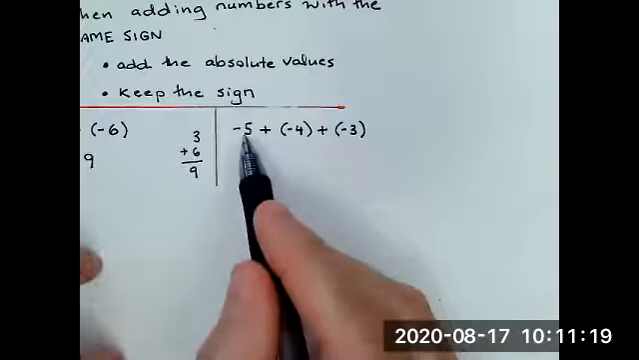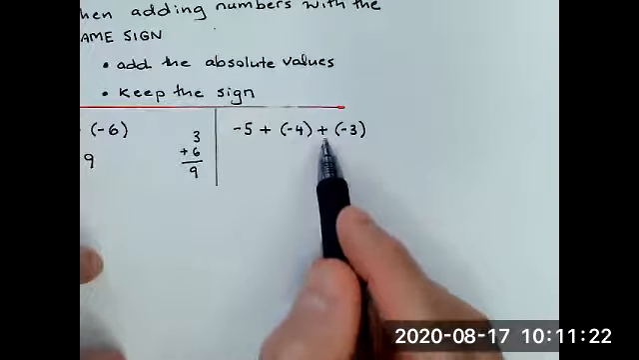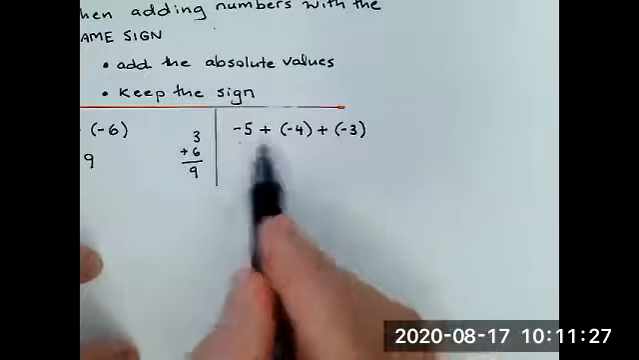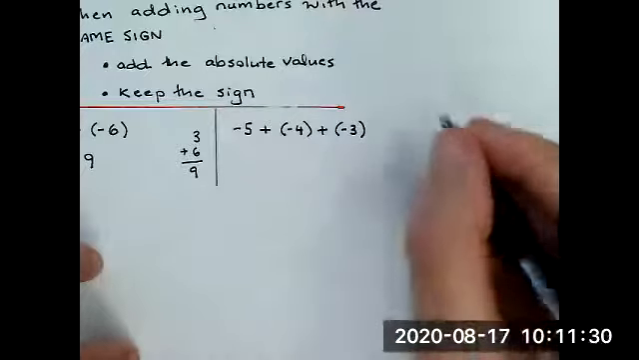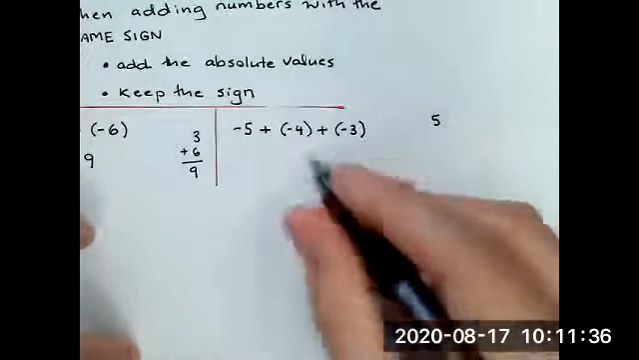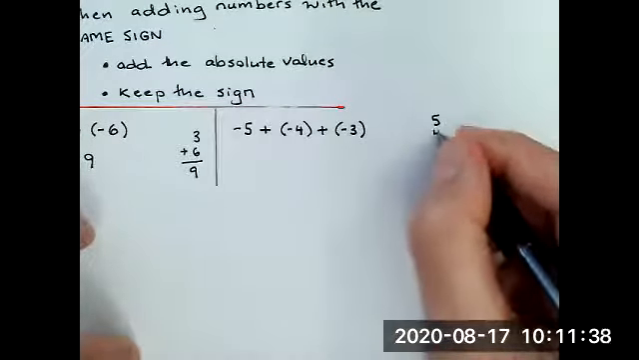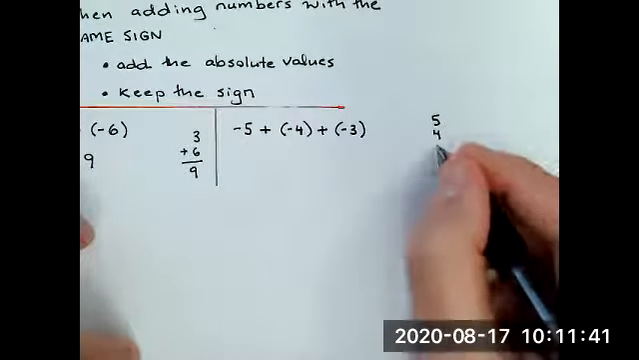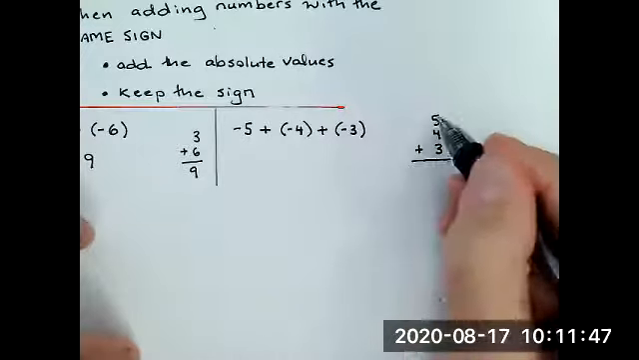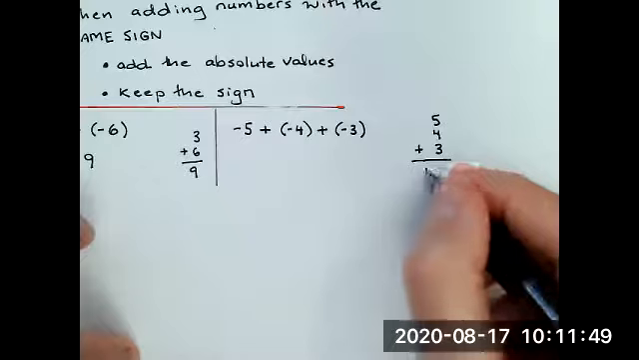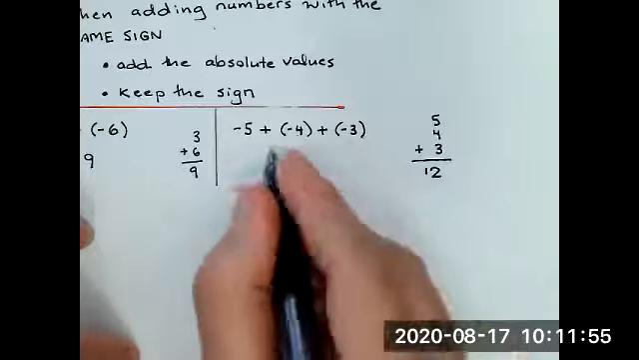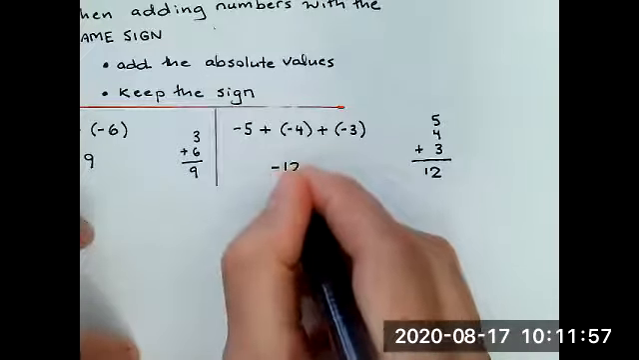All right, let's find -5 plus -4 plus -3. So they all have the same sign, which is negative. So we just add the absolute values. The absolute value of -5 is 5. The absolute value of -4 is 4. The absolute value of -3 is 3. 5 and 4 make 9, plus 3 is 12. And because we're adding negatives, we keep the sign.